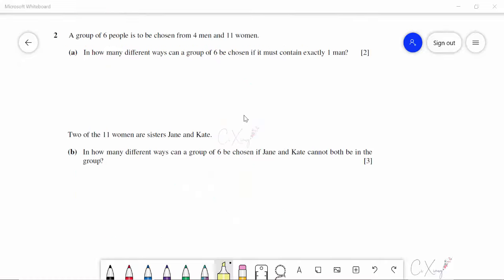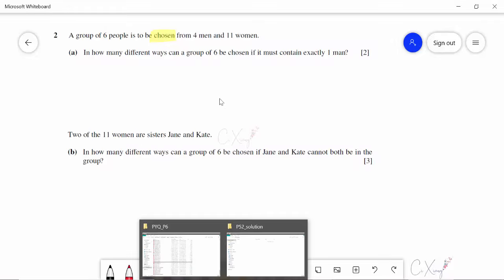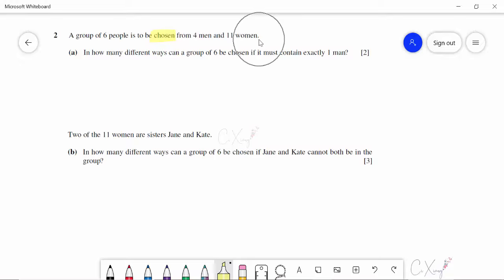Okay, question number 2. All right, so for question number 2, there's a group of 6 people to be chosen. All right, so highlight the word chosen. Okay, so this is actually a combination. Choose, select, all these are the keywords for combination. So later when you answer the question, you need to use the concept of maybe the step of nCr, right? Okay, so you're having 4 men and also 11 women.